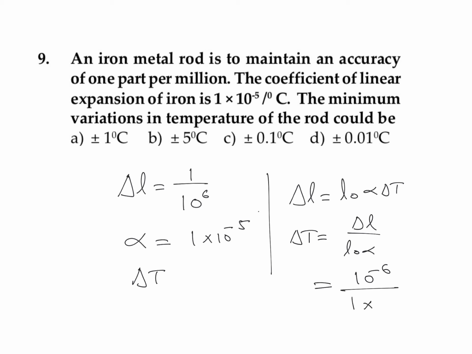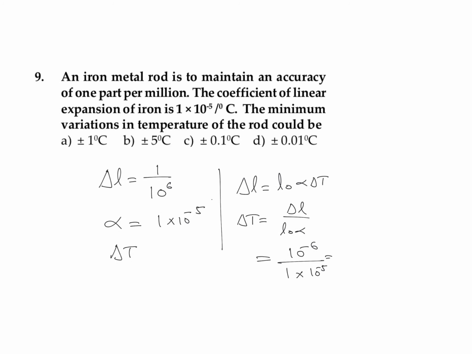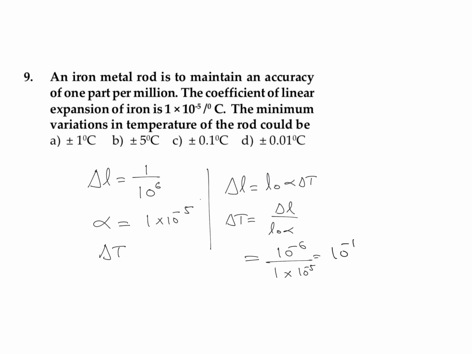Alpha is given in the question as 10 raised to minus 5. So we will get the answer as 10 raised to minus 1, which is 1 divided by 10, or we can write 0.1. So the change in temperature can be 0.1 degree Celsius. It can be an increase in temperature, that's why we write plus 0.1, or a decrease in temperature, that's why we write minus 0.1 degree Celsius. So it can be plus or minus 0.1 degree Celsius.